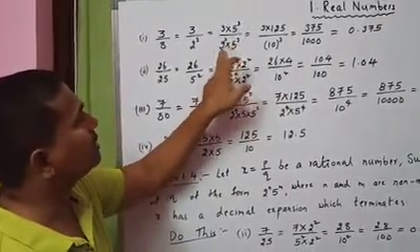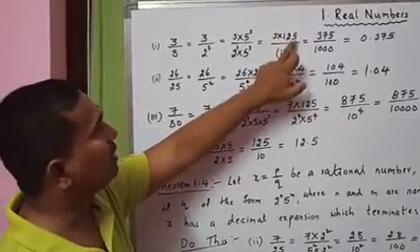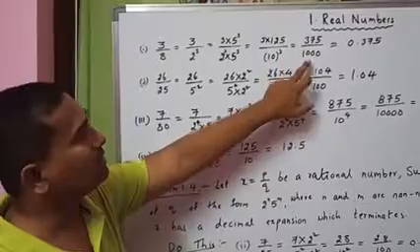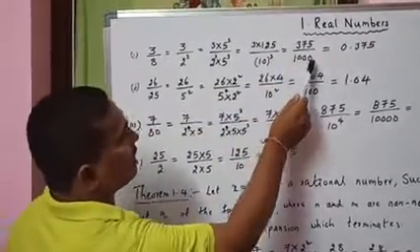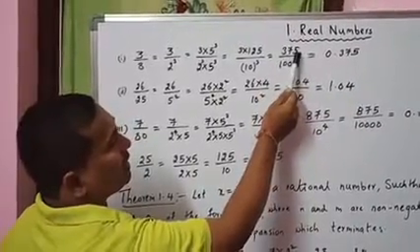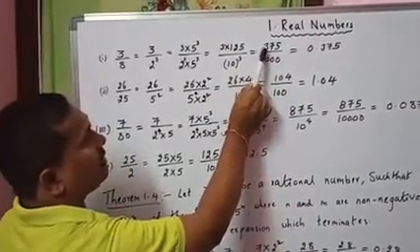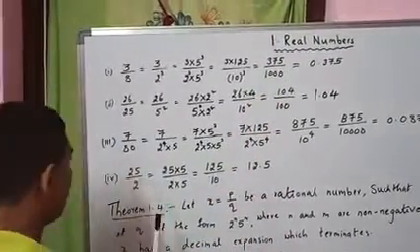Powers are the same, so 2 fives are 10, 10 power 3. 5 cube is 125. 3 into 125 is 375. 10 cube means 1000, 10 into 10 into 10. Now the denominator has 3 zeros, so from right to left, place the point after 3 digits: 1, 2, 3. 3 digits after the point. That means 0.375.